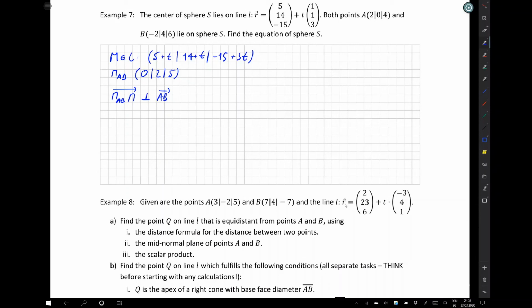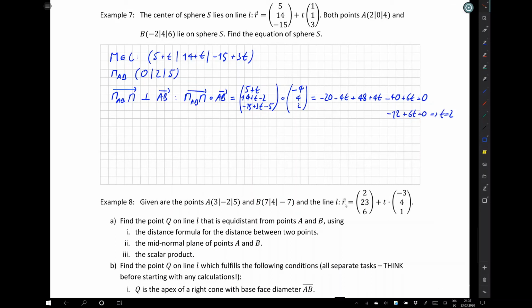And now we want the M_AB M vector to be perpendicular to the AB vector. So the scalar product of the two vectors has to be 0, and we get t equals 2, and hence the center M of the sphere has coordinates 7, 16, minus 9.